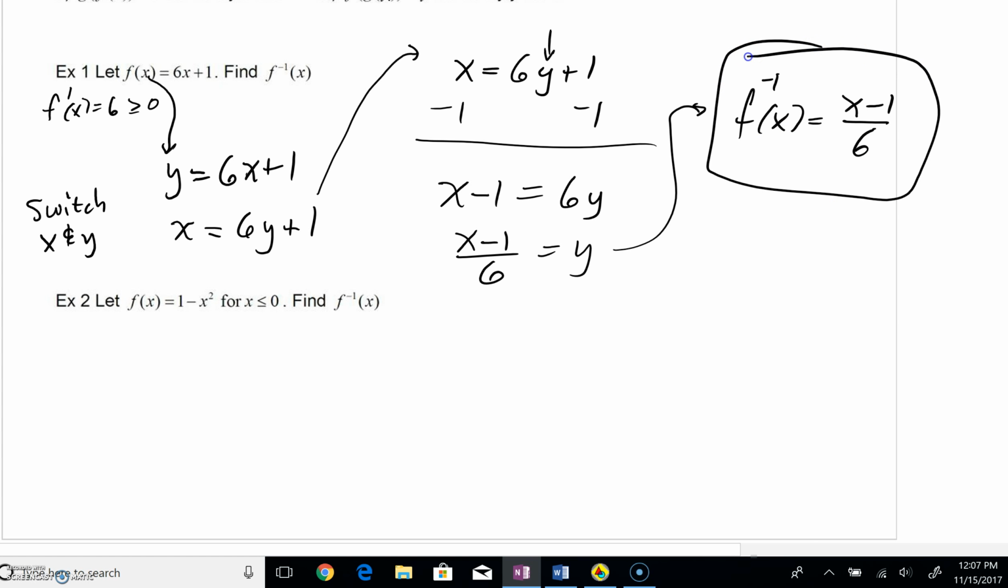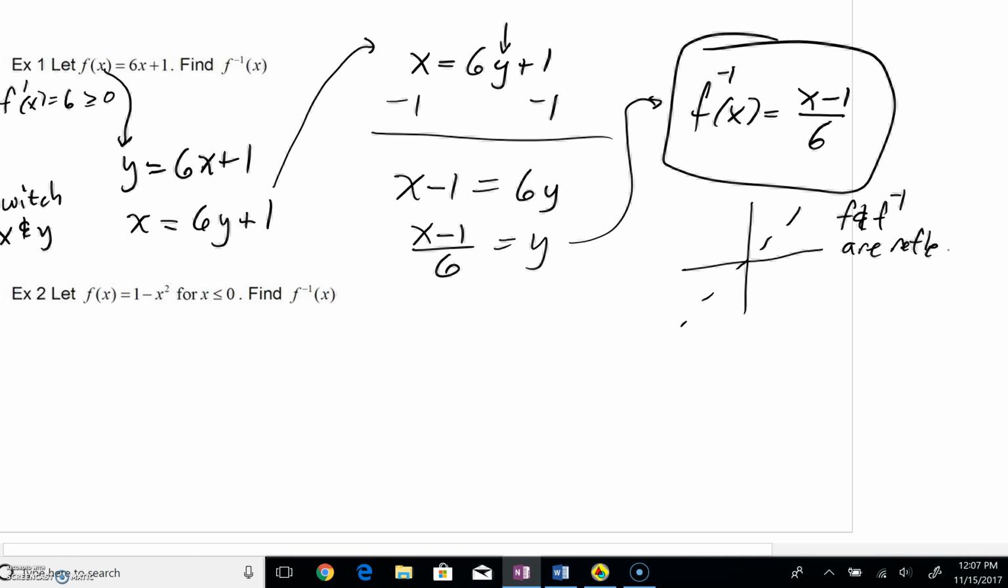Inverse functions, I always think of as the undo button. They reverse the work that the original function f is doing. And very, very importantly, they actually will also have a very special relationship. They will always have a reflection. f and f inverse are reflections about the line y equals x. So that can be helpful for you.